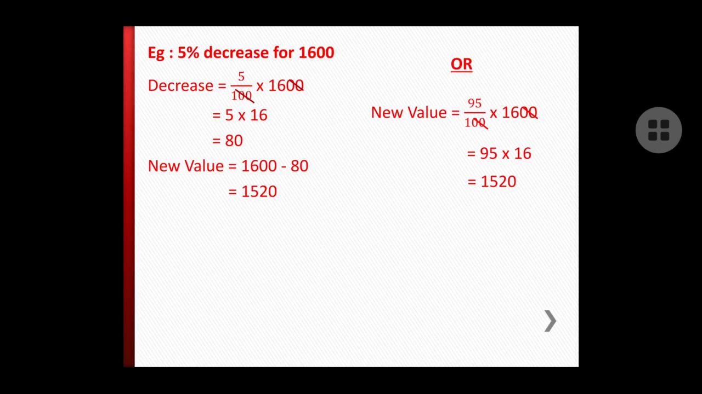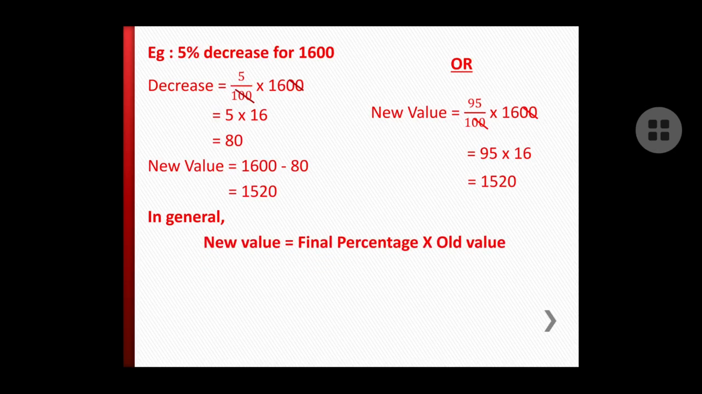Okay, so in general you can use the formula: new value is equal to final percentage into old value. Correct? Final percentage means what? If it is an increase, you have to add it. If it is a decrease, you have to subtract it. And when you multiply with the old value, you will get the new value. Okay, direct method. Directly, if they are asking you to find the new value, you can use this. And if you want to use the first method which I explained, that first finding the increase or decrease, then adding or subtracting, then you have that formula.